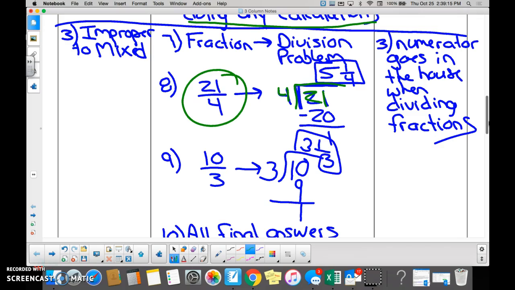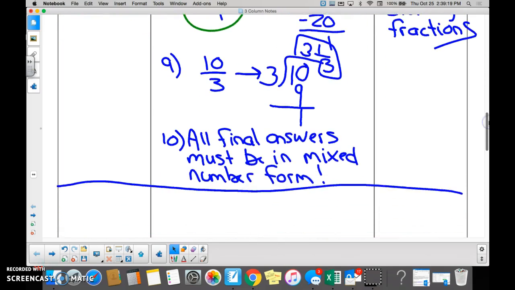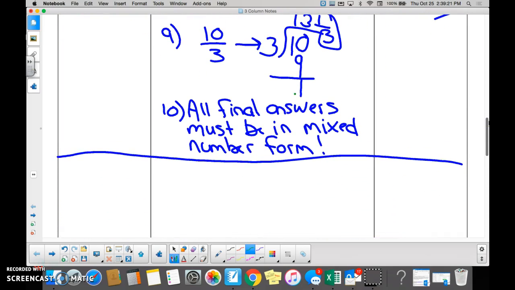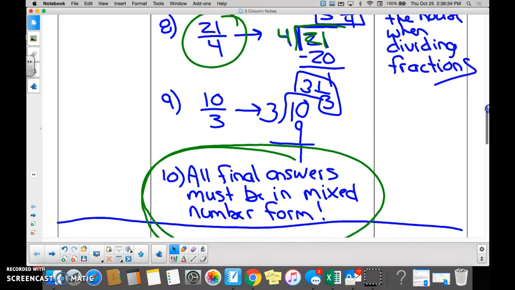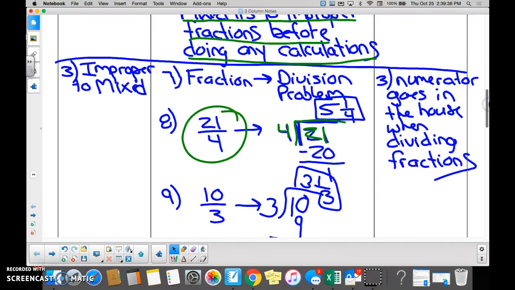Okay, so we have an example on number 8, we have an example on number 9, and then the big thing we said in 6th grade: all final answers must be in mixed number form. So you may never give an answer using an improper fraction. You would always convert it back to a mixed number. Make sense? What's our cheat sheet on this one? The numerator goes in the house when dividing.